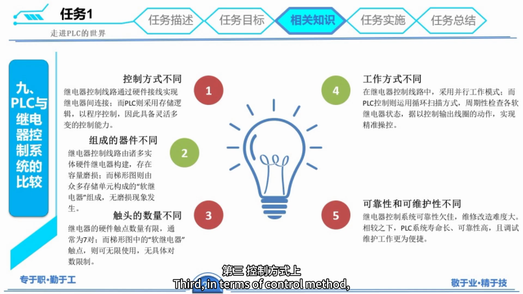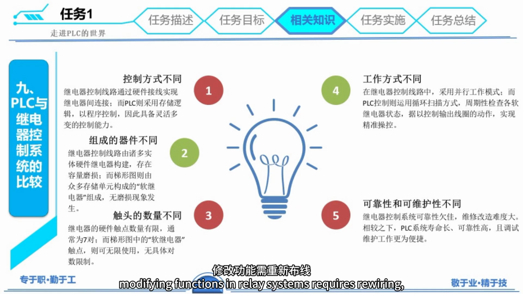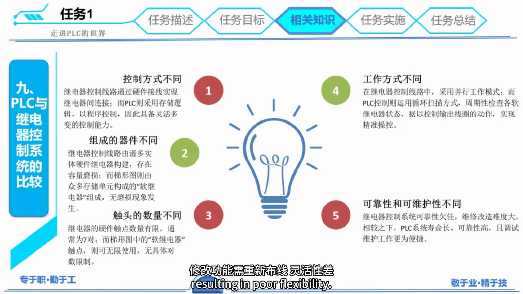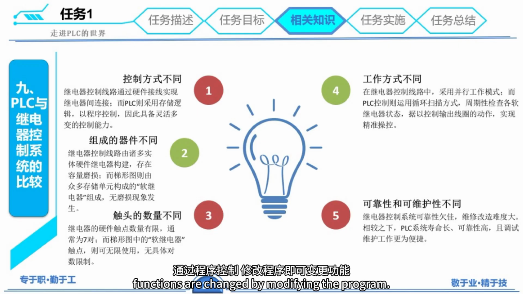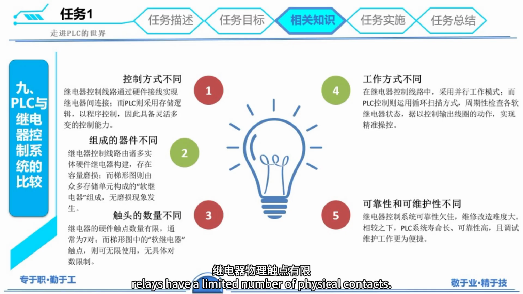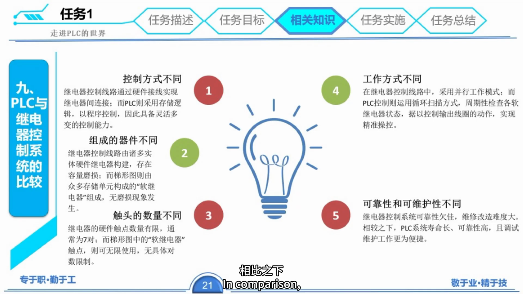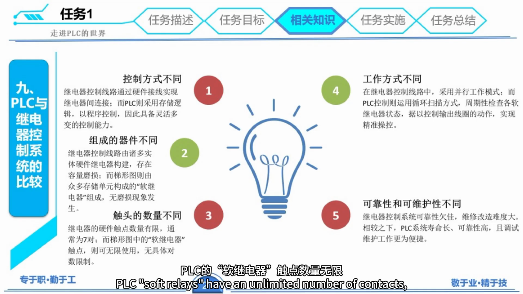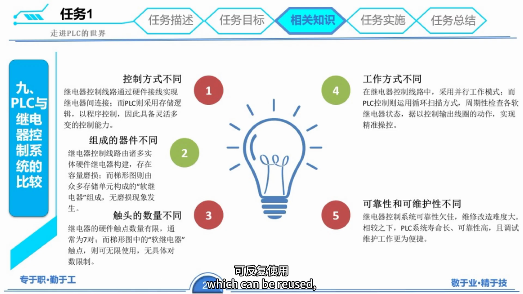Third, in terms of control method, modifying functions in relay systems requires rewiring, resulting in poor flexibility. In contrast, PLCs use stored logic. Functions are changed by modifying the program. They adapt to rapid adjustments in production processes. Fourth, regarding contact quantity, relays have a limited number of physical contacts. Complex controls require extensive stacking. In comparison, PLC soft relays have an unlimited number of contacts, which can be reused, simplifying control logic.